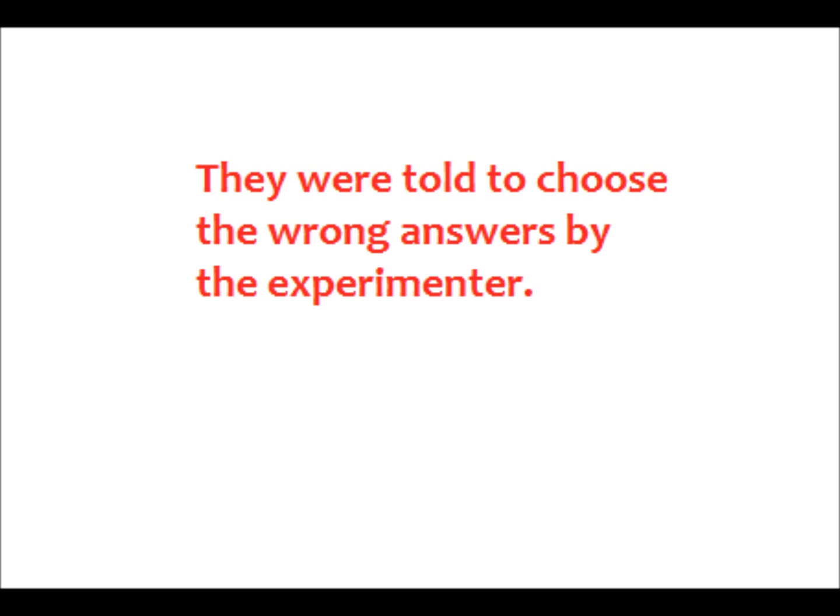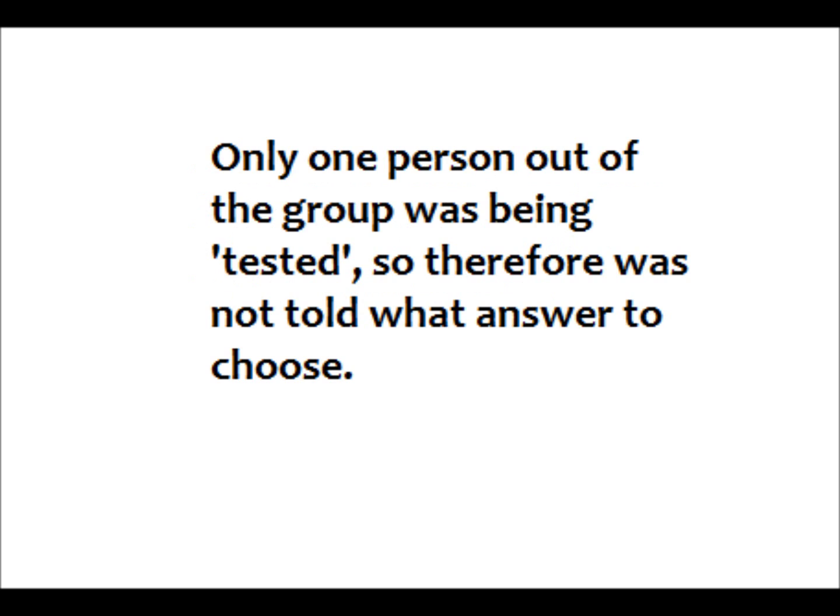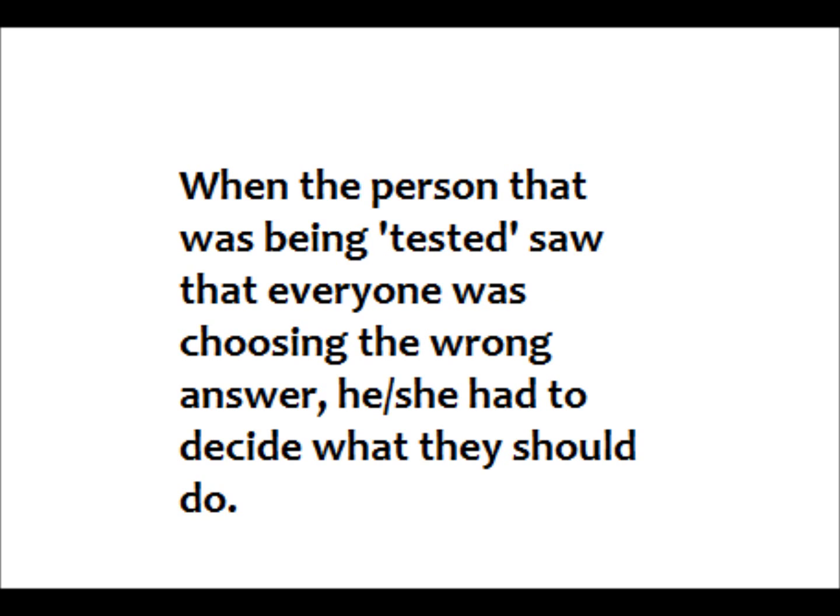When they went in to take the test, the one person out of the group that was not aware that the other people were told to choose certain answers was oblivious and was going to choose what he or she thought was right. When the person who was not told to choose certain answers saw that the people were choosing all the same wrong answers, a dilemma was brought up. Should he choose the obvious wrong answer and do what the rest of the group was doing, or should he choose what he knew was right and not go along with the rest of the group?